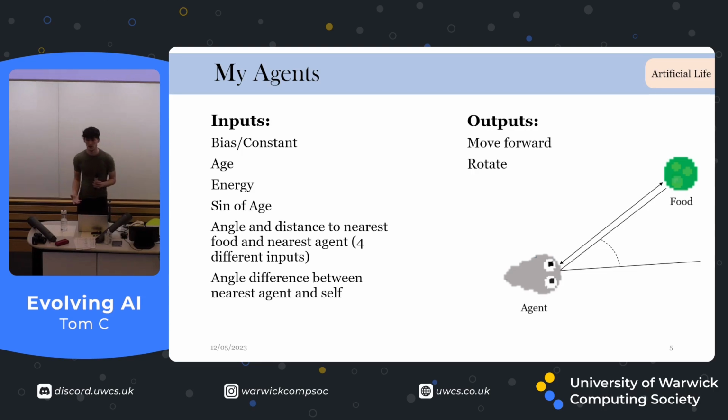The outputs of this neural network control their movements, their actions. This could be to move forward or to rotate, for example, to move towards food.